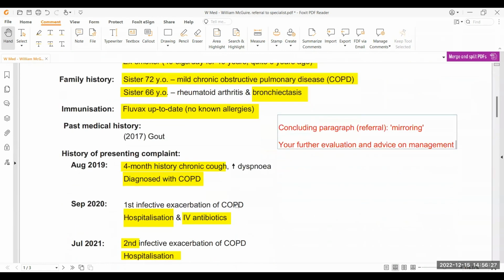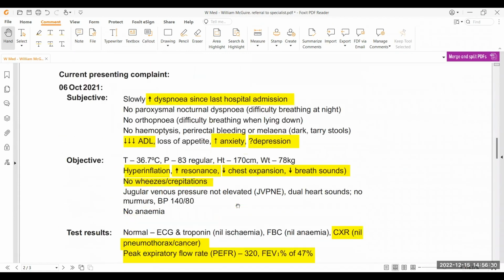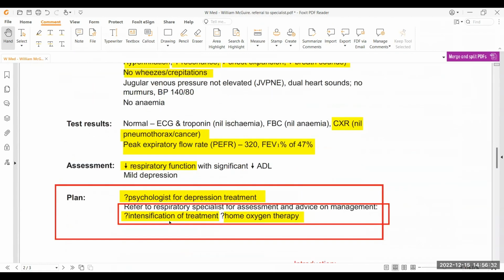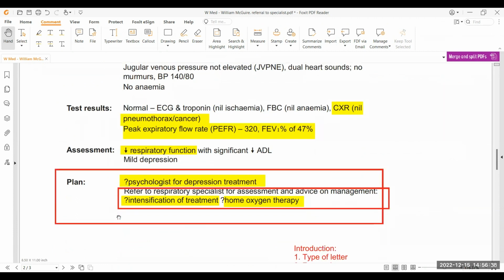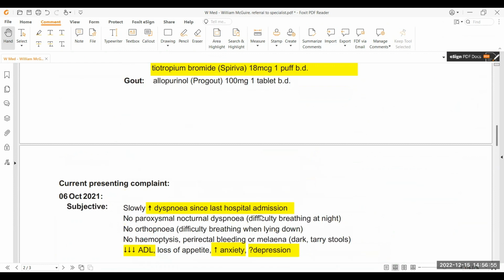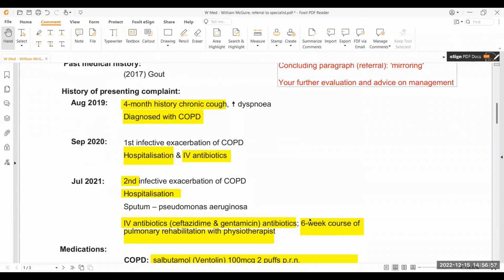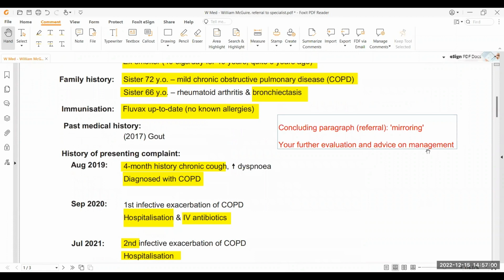If you go back to the last bit here, it actually tells you the specific questions you have about the management. So in fact, you can use this so that you can really specify what your questions are. So intensification of treatment and home oxygen therapy. Okay, so we can use that. Sometimes there's nothing specific, it will be general. So it's just a matter of paraphrasing it. But in this case, because we have specific questions, you could use that as well.